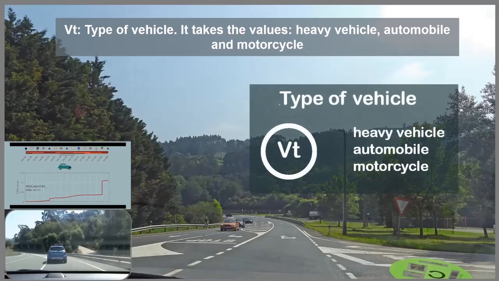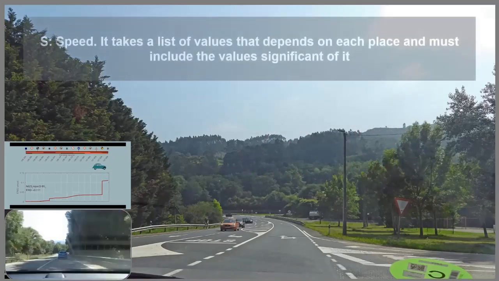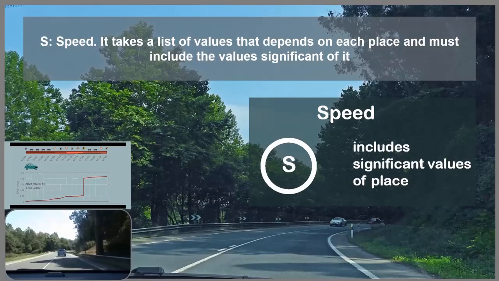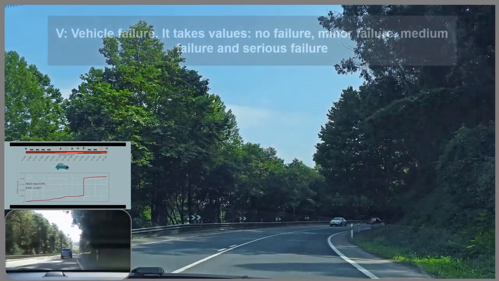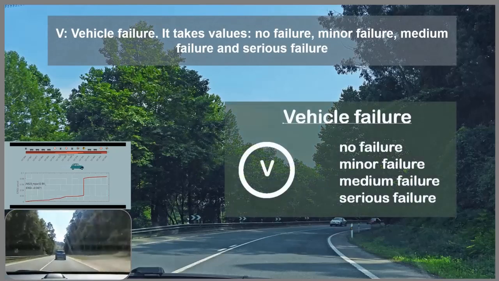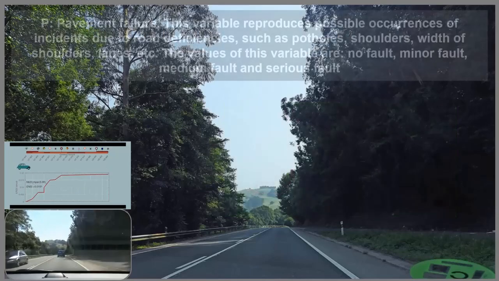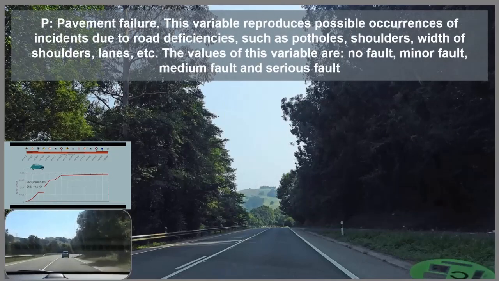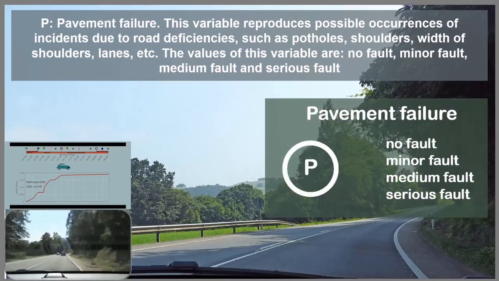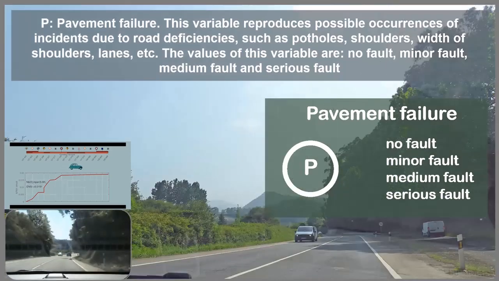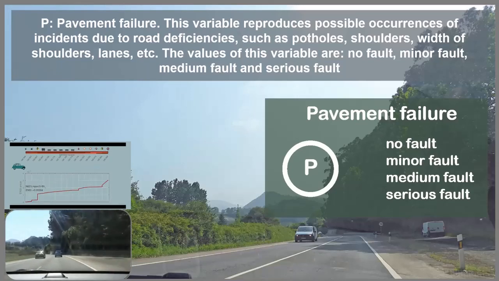VT, type of vehicle. It takes the values: heavy vehicle, automobile and motorcycle. S, speed. It takes a list of values that depends on each place and must include the significant values of it. V, vehicle failure. It takes values: no failure, minor failure, medium failure and serious failure. P, pavement failure. This variable reproduces possible occurrences of incidents due to road deficiencies, such as potholes, shoulders, width of shoulders, lanes, etc. The values of this variable are no fault, minor fault, medium fault and serious fault.